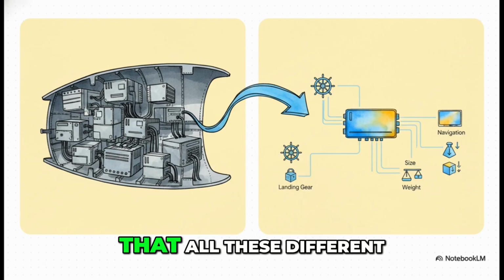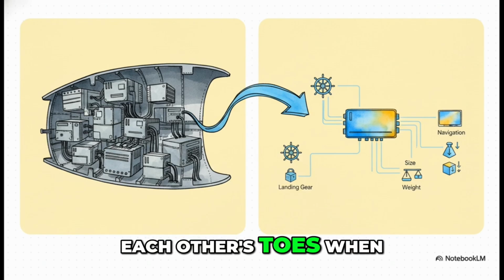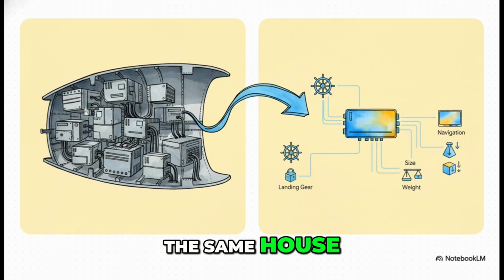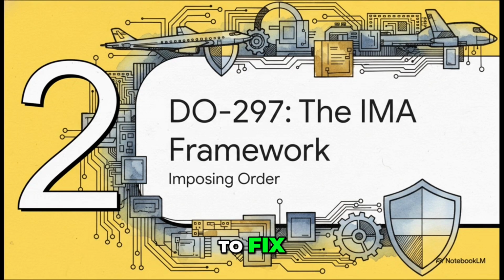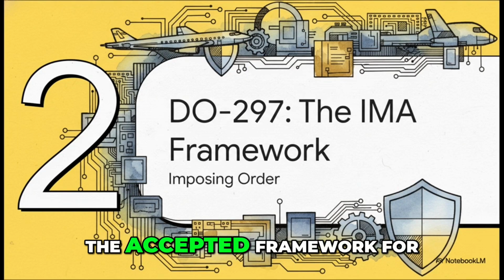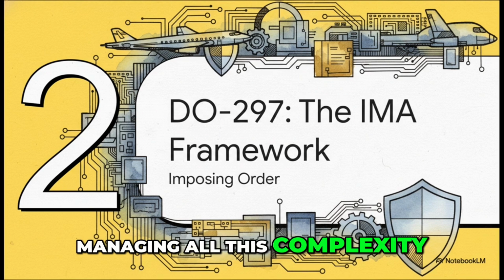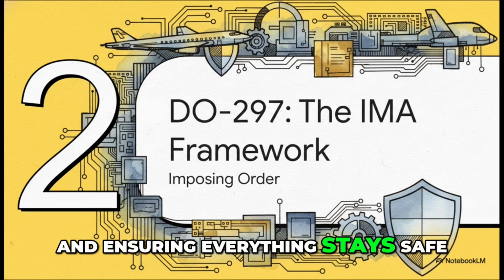How do you prove that all these different functions won't step on each other's toes when they're all living in the same house? And that's exactly the problem DO 297 was designed to fix. It provides a rulebook, the accepted framework for managing all this complexity and ensuring everything stays safe.